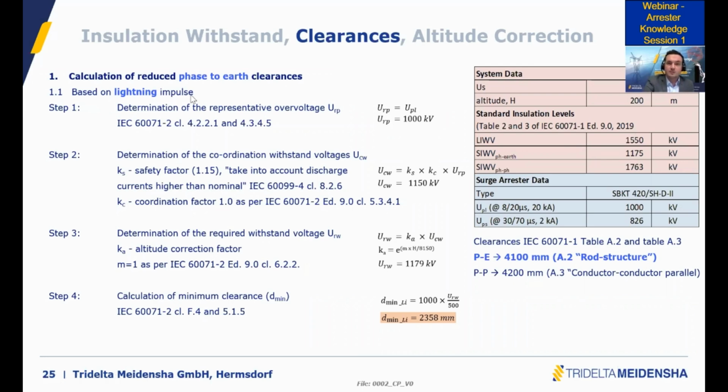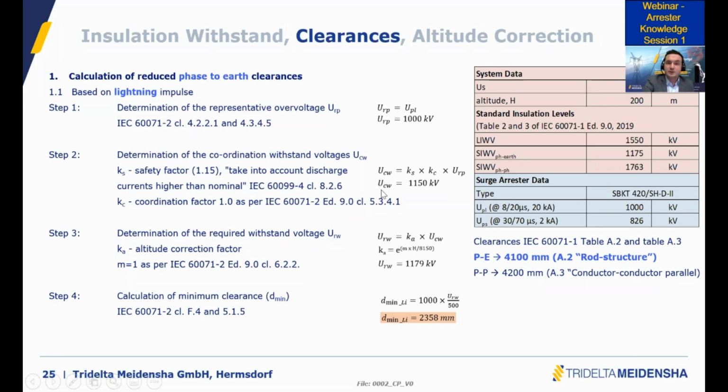So step one is to determine the representative overvoltage URP, which is 1000 kV. You can see here in the table, this is coming from the surge arrester data. This is the residual voltage at 20 kA discharge current, 1000 kV. Then in step 2, we apply a safety and coordination factor. Let's say this 15% is a kind of safety margin, considering the probability of having higher discharge current than nominal.